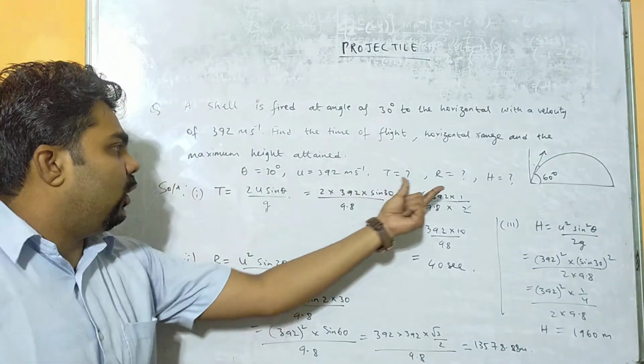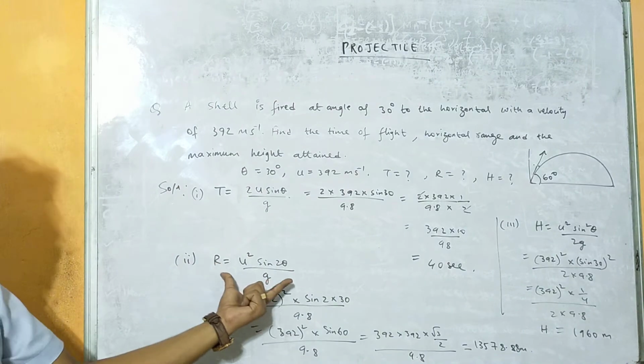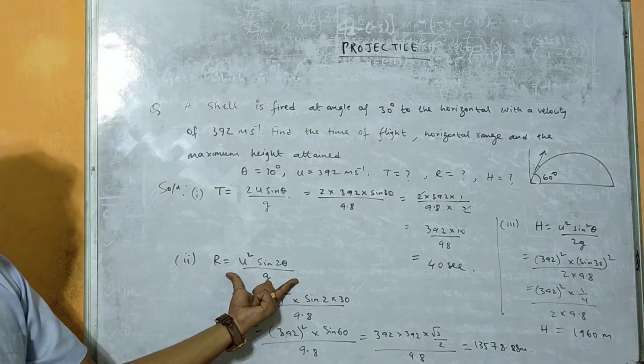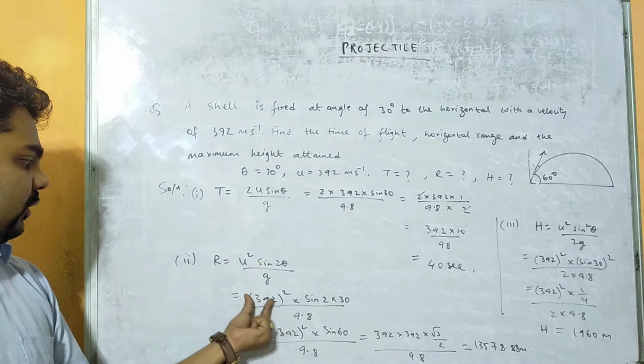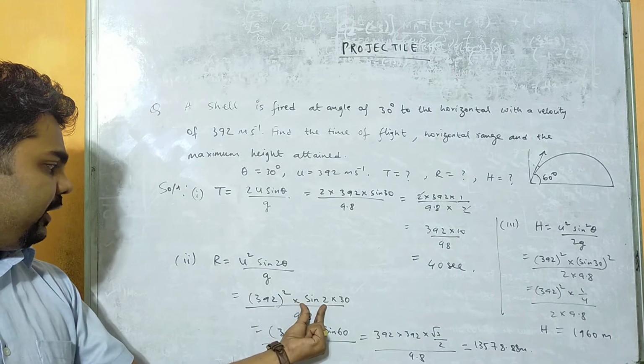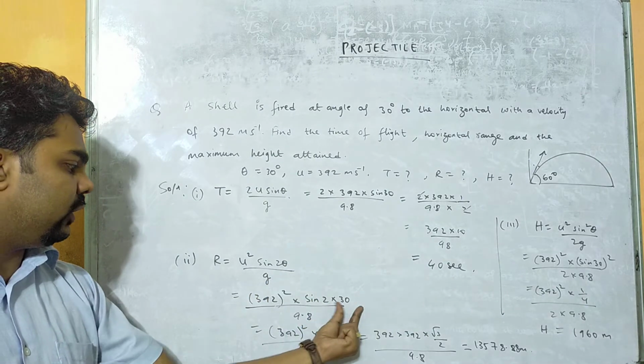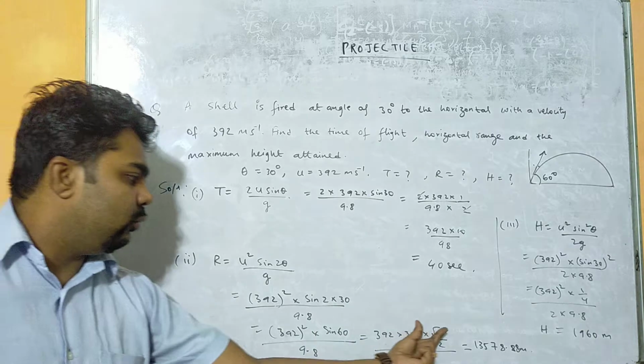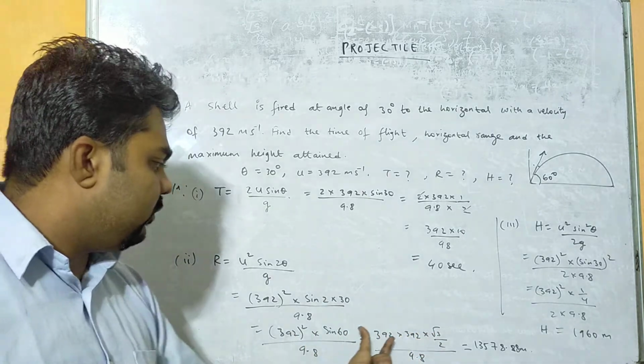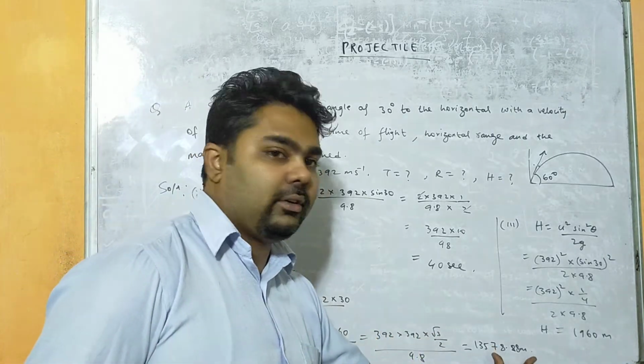Next we have horizontal range. Horizontal range formula is given by u squared sin 2 theta by g. That is 392 whole square into sin 2 into theta, that means 2 into 30, that is sin 60. Sin 60 is root 3 by 2. Substitute the values and solve, you will get this answer.